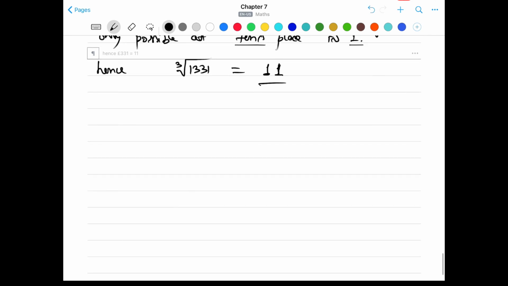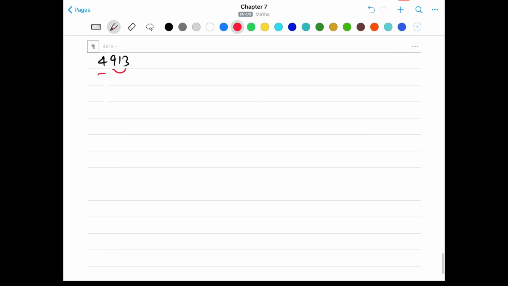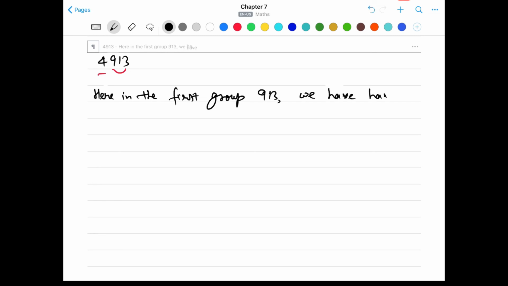Okay, so let's see the second number, which is 4913. Again, first we have to make triplets of numbers from the right-hand side. We have one triplet, 913, and then we have a single digit, 4. In the first group, which is 913, we have 3 at its units place, or you can say ones place.